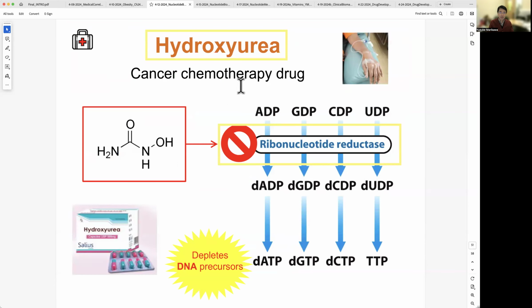The question could be: there's a cancer drug called hydroxyurea. This targets ribonucleotide reductase, the enzyme responsible for changing ADP, GDP, CDP, those things. So there will be a connection here with the one I just mentioned.